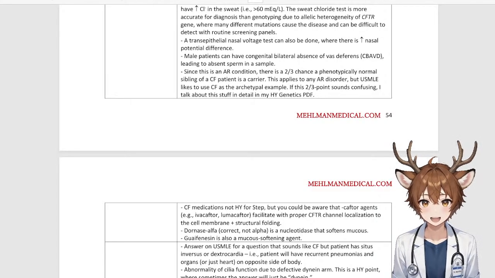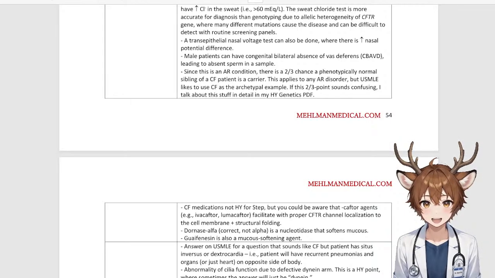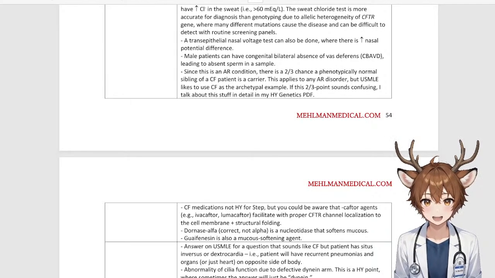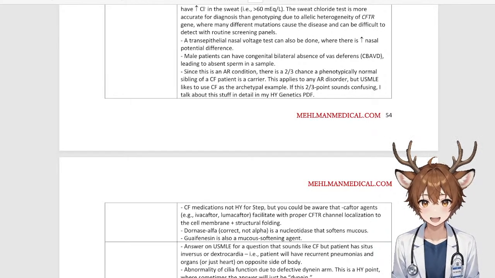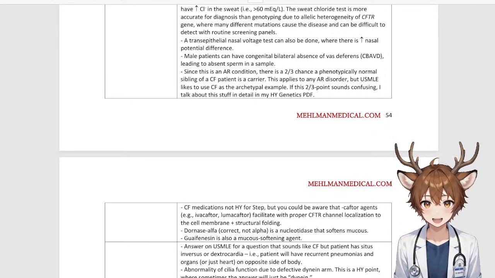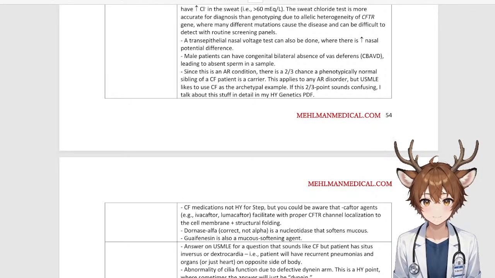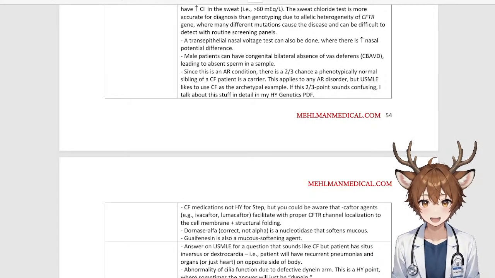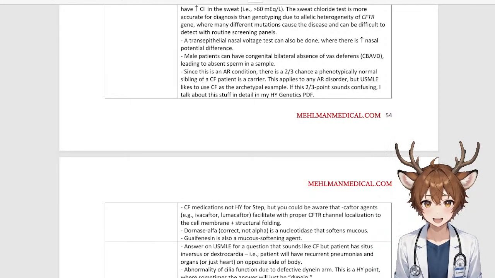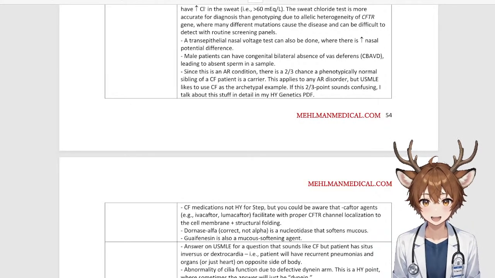If, let's say, for example, you have CF and your partner, a person of the opposite sex with whom you can reproduce, has no copies whatsoever. You have 2 copies, they have 0. All of your kids will be carriers. None of them will have the phenotype of cystic fibrosis, but they all have a carrier copy.